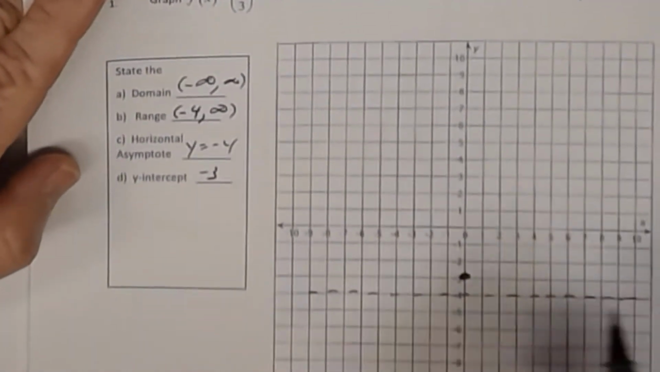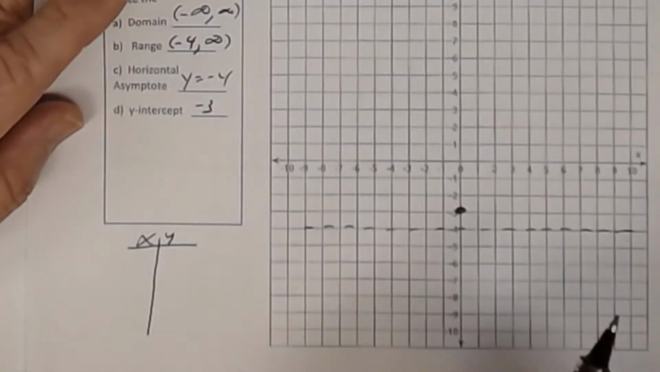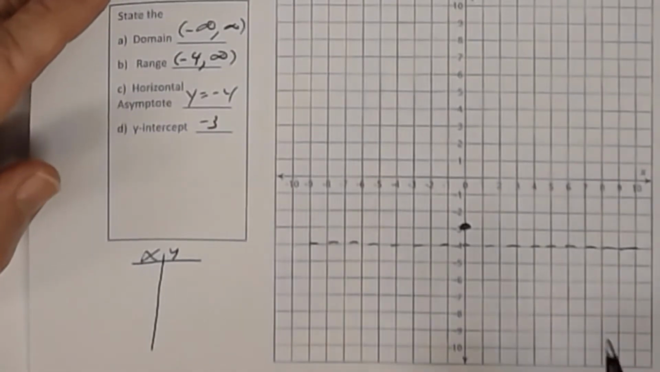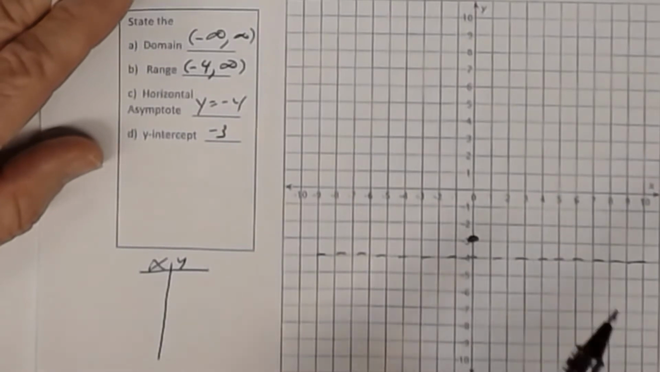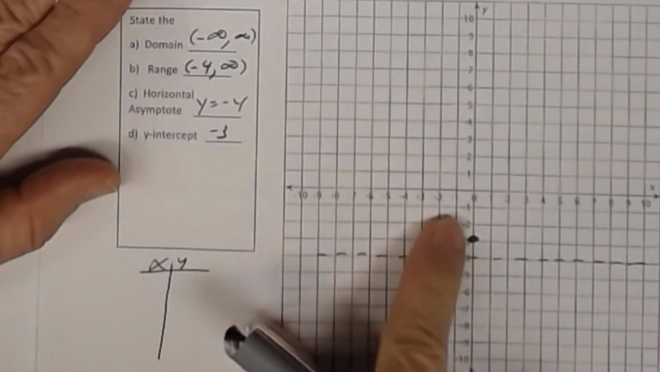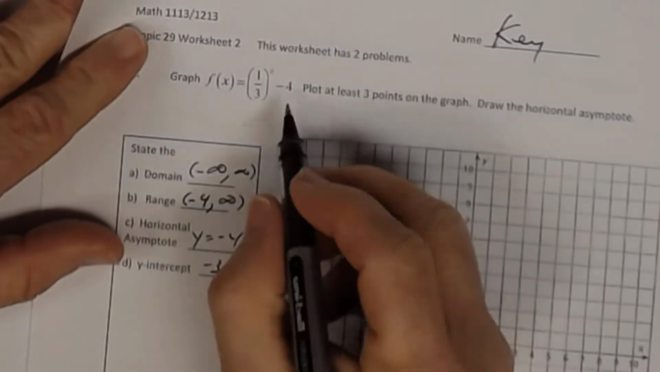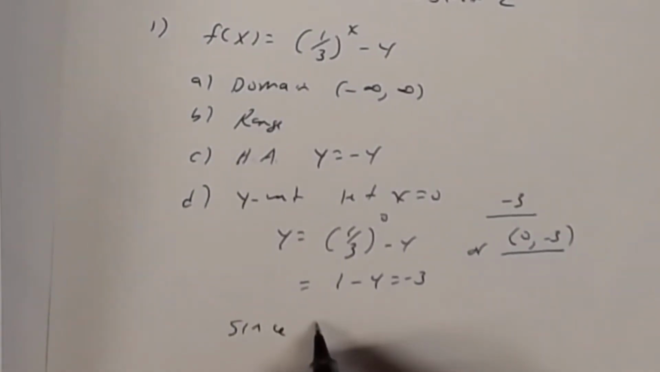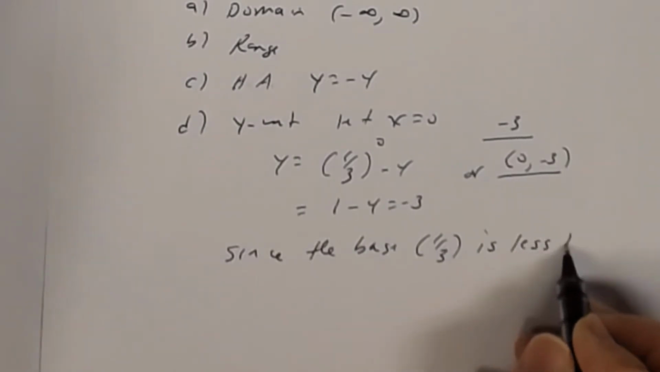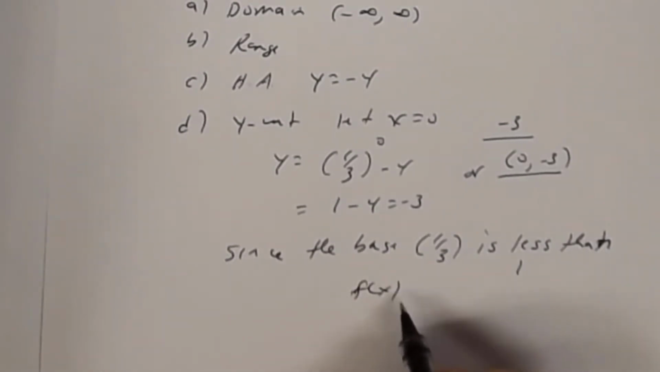I need two more. To do the two others, you're going to use a t-table. Think about what values of x will make things easier for you. We know the graph's above the horizontal asymptote, but what we also need to know is whether the graph is going to decrease or increase. Since the base, which is 1/3, is less than 1, f of x is decreasing.